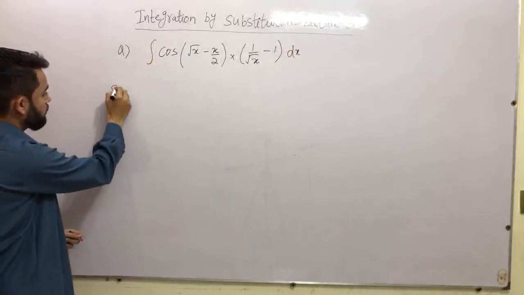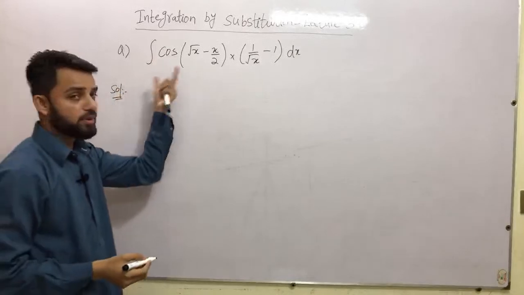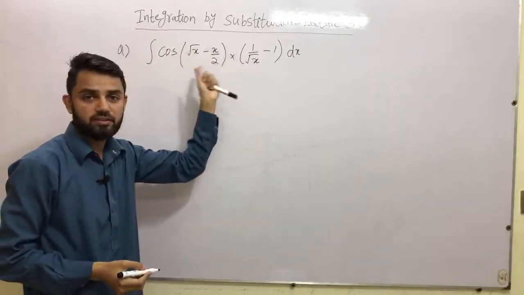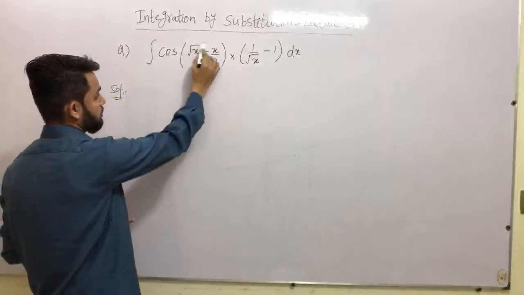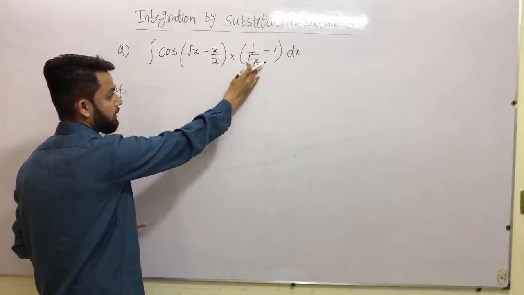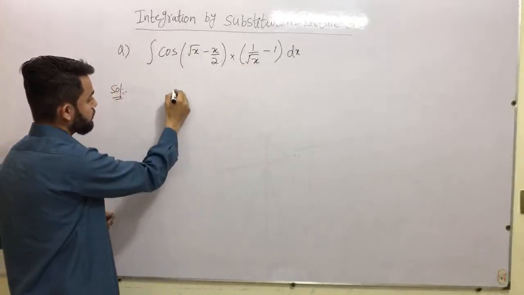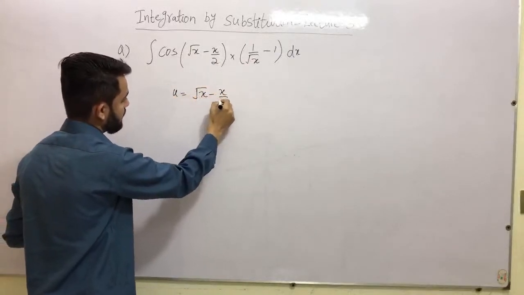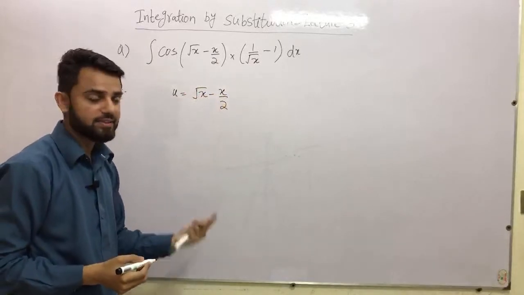Again we have to use integration by substitution. Now we have two things here, one is in the angle and the other is multiplying with the trigonometric function cos. So either we can take the substitution this or this. What I am going to do now is take the substitution u equals square root x minus x over 2, and let's see what we end up with as a result.